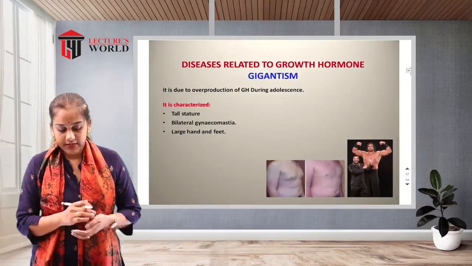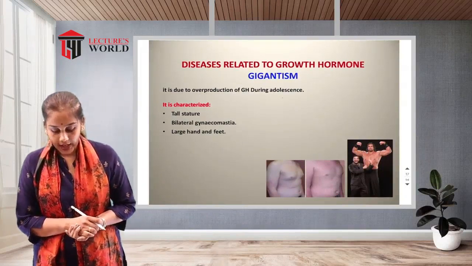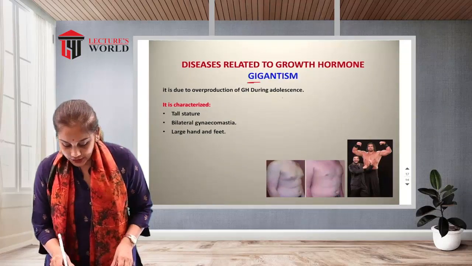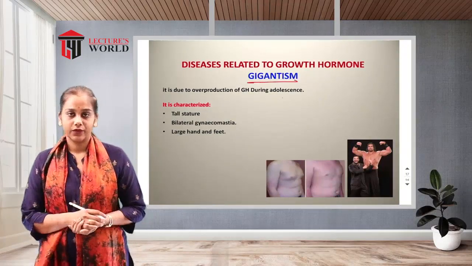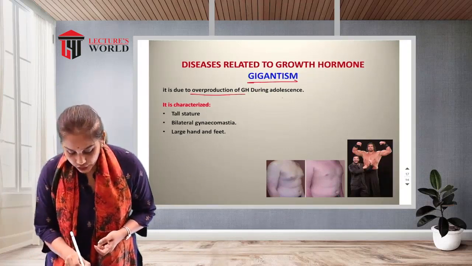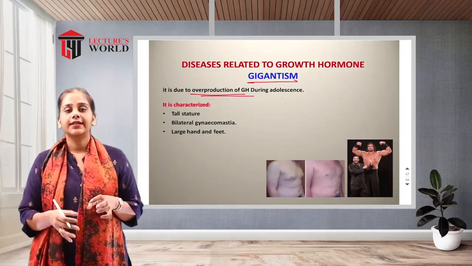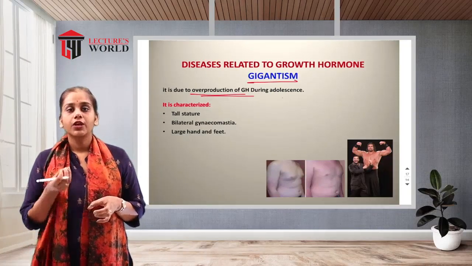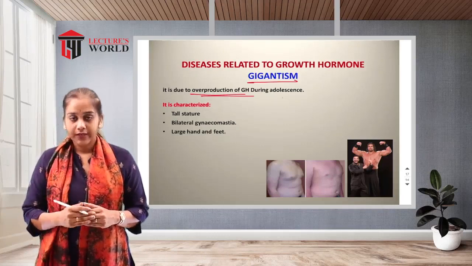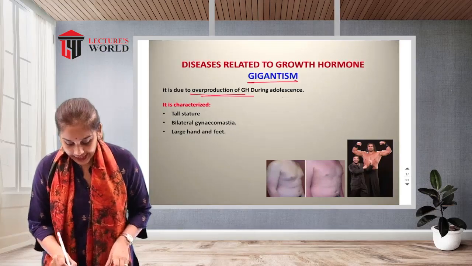Now let us see some diseases related to the growth hormone, or we can say applied anatomy related to the growth hormone. The first condition is known as gigantism. So what is gigantism? It is due to overproduction of the growth hormone during adolescence, beyond the normal amount of the growth hormone. That is known as gigantism.